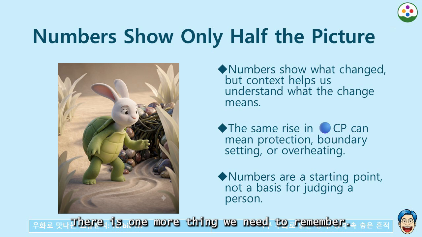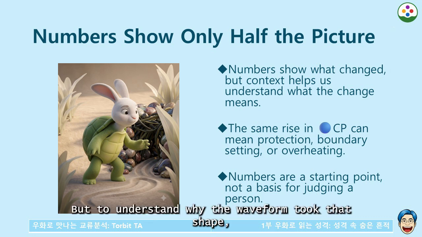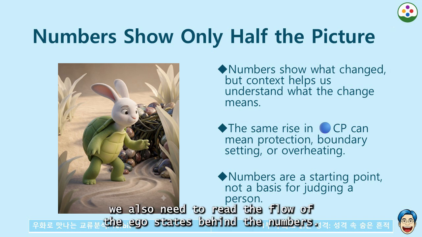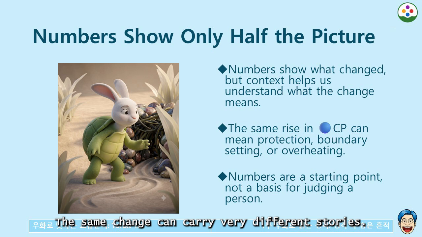There is one more thing we need to remember. Numbers alone show only half of the picture. Numbers can show us what changed. But to understand why the waveform took that shape, we also need to read the flow of the ego states behind the numbers. The same change can carry very different stories.